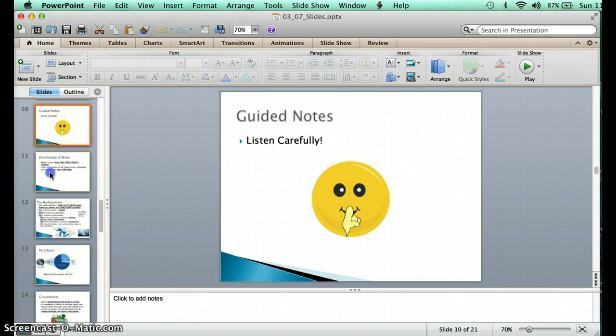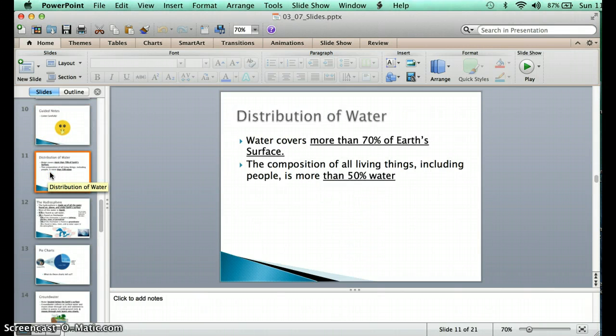Okay, so this goes with the middle chunk of your notes sheet. Water does cover more than 70% of Earth's surface, so there's tons of water on our planet. Even within living things, including people, we are made up of more than 50% water. So there's tons of water in living things on our planet as well. So water is a huge thing in our world.